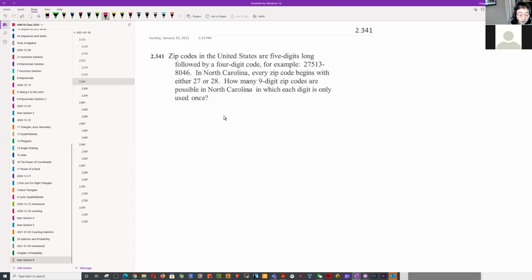This one is the zip code in the United States, 5 digits long followed by 4 digits. So the total is 9 digits. In North Carolina, every zip code begins with 27 or 28. So this is the example, like 27. And how many 9-digit zip codes are possible in North Carolina in which each digit is only used once? So only used once, basically, it's like a permutation.